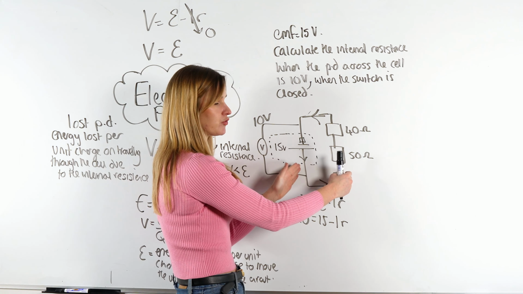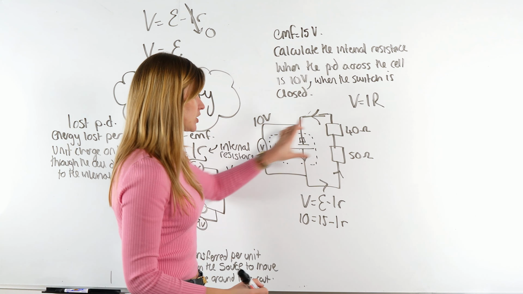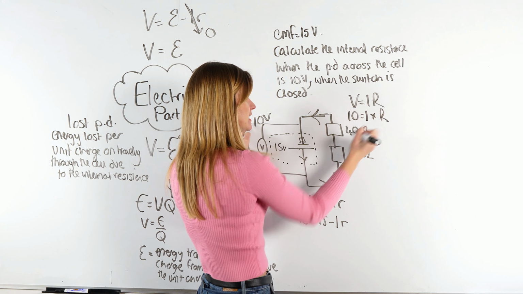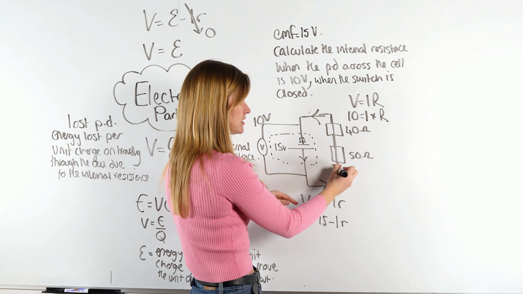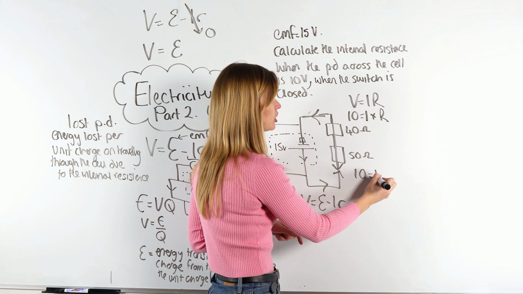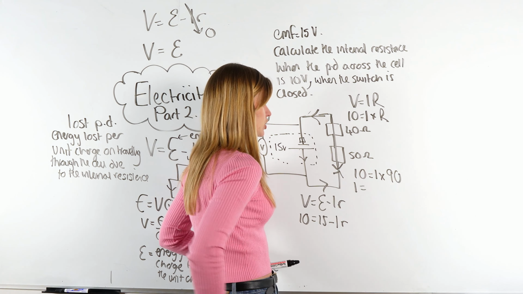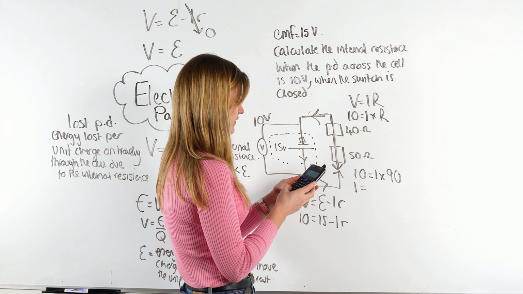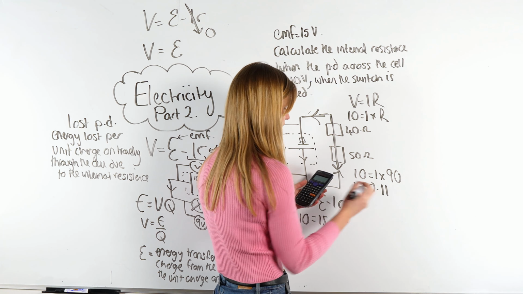If I wanted to find out what the current through the circuit was, I always use the equation V equals IR. The potential difference across the cell, which was 10, equals the current times the resistance of the circuit. Okay, so the resistance of my circuit is the two resistors in series with each other, which means the resistance of my circuit is 90. So what I have is 10 is equal to my current multiplied by 90. To find the current, we divide both sides by 90. So 10 divided by 90 gives a current of 0.11 amps.